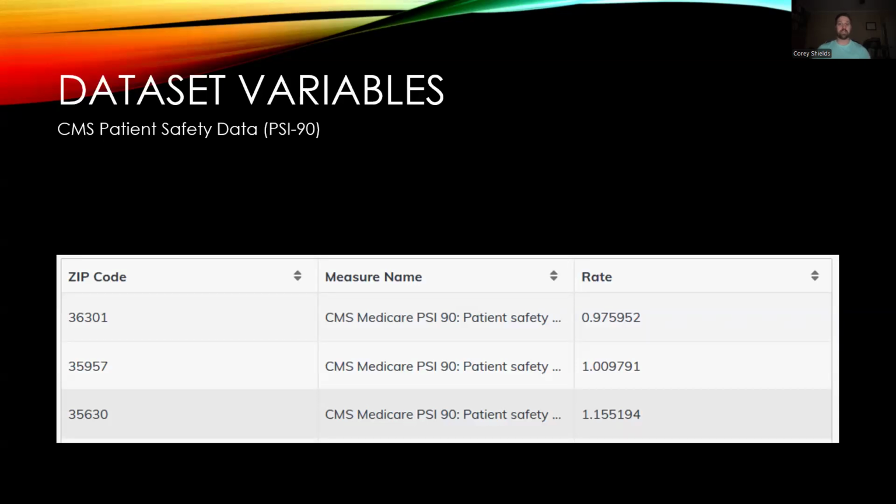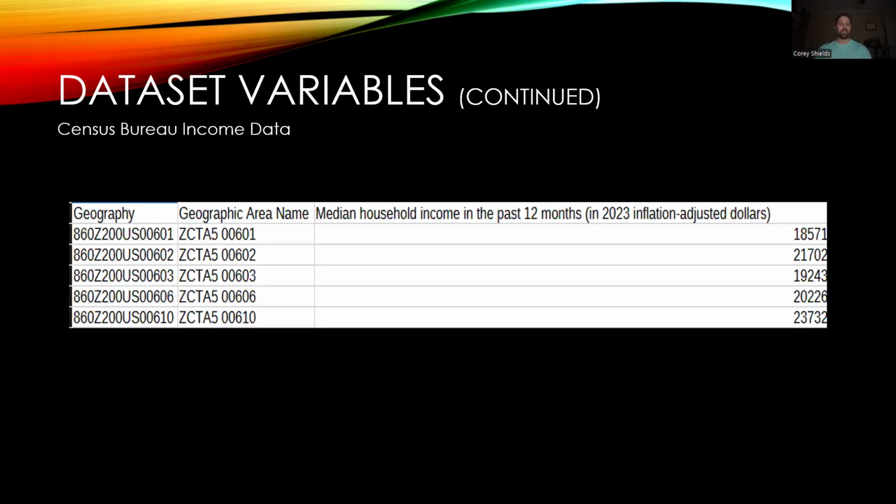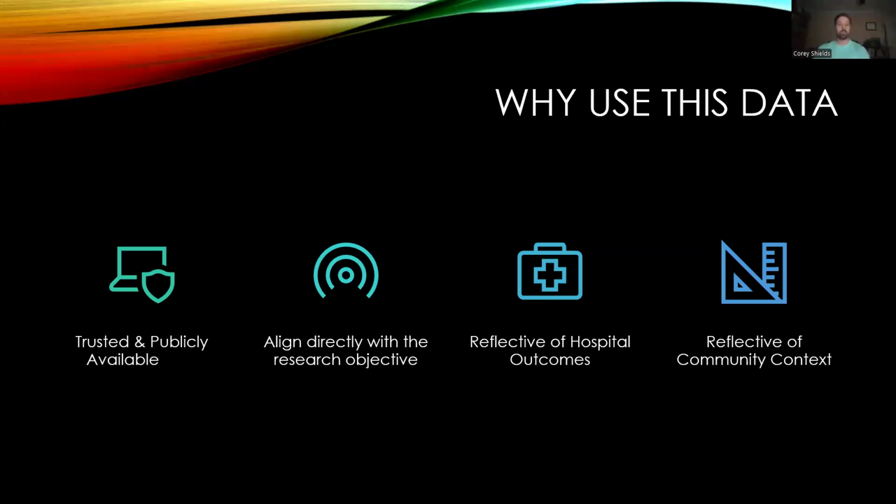The PSI 90 data set is a composite indicator of preventable adverse events in the United States. This data is derived from a publicly available CMS Medicare data website, and it captures hospital-level safety performance. Looking at the Census Bureau income data, this provides us with median household income by zip code and offers us the essential context for assessing socioeconomic status at a local level.